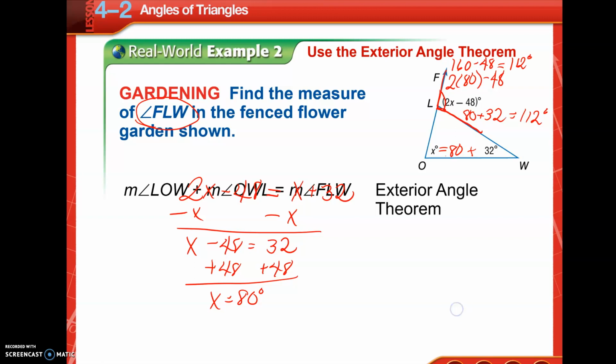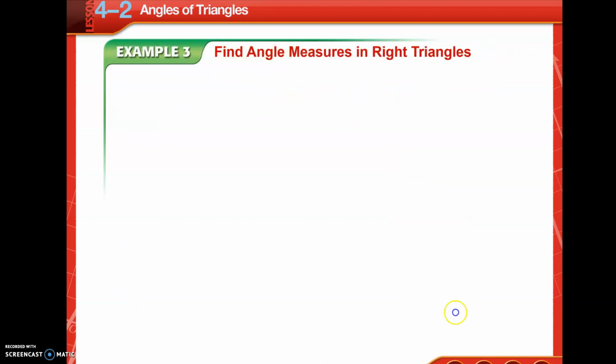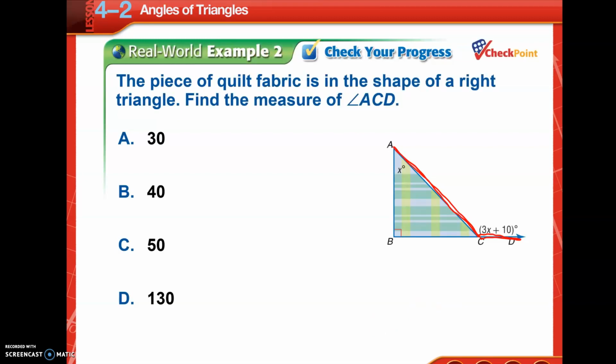All right, again, I would say to pause the video, try this one out, and then check to see if you get the correct answer. Again, we're trying to find the angle ACD, not just x. You'll have to find x first, and then figure out what ACD is from that. You should get 130.